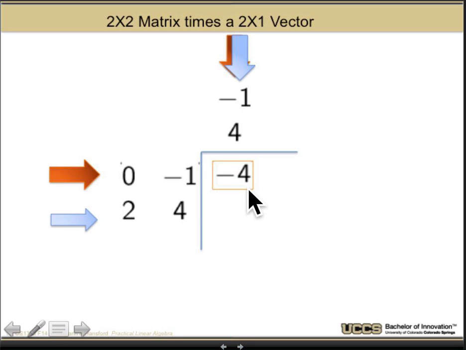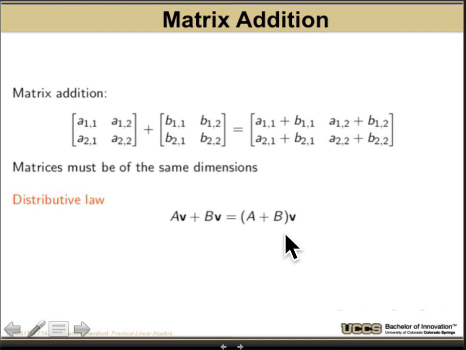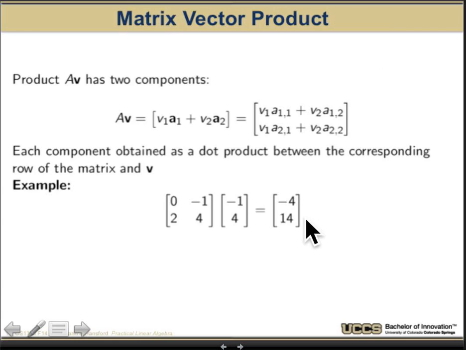I'm going to do the same thing now with the second row. Second row dotted with that column, and I'm going to get -14. And so this gives me the same product I got right here. This dot that gives me -4, this dot that. Here you have to remember to go over and down, over and down.